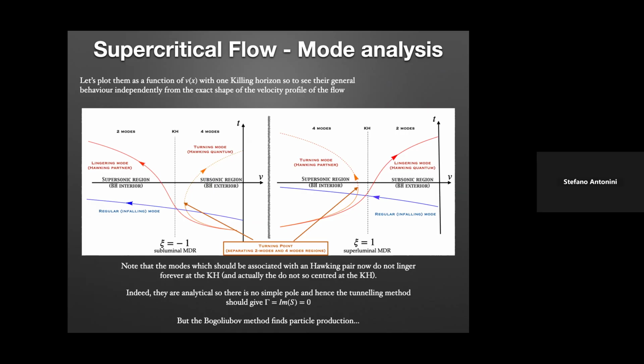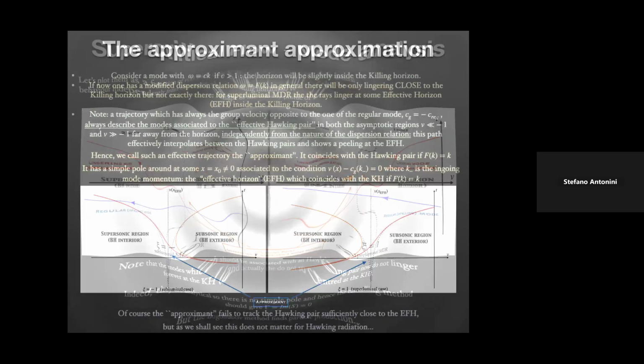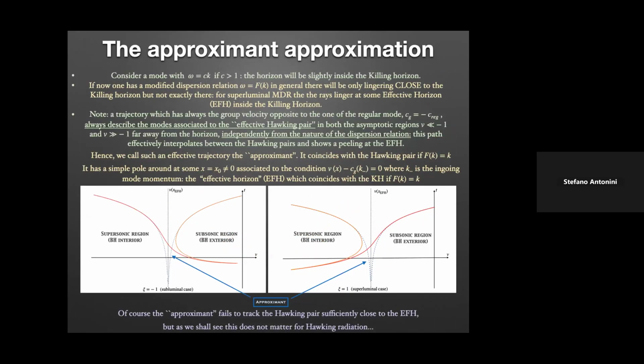And then you have 2 soft modes, which, if you look only from here above, look like the Hawking pair. Now, however, here in principle there is no pole. So the tunneling would give you nothing. However, you can do the following. You can realize the following thing.